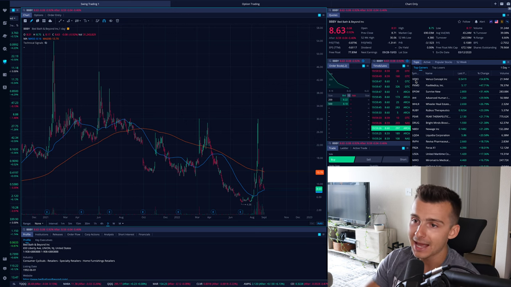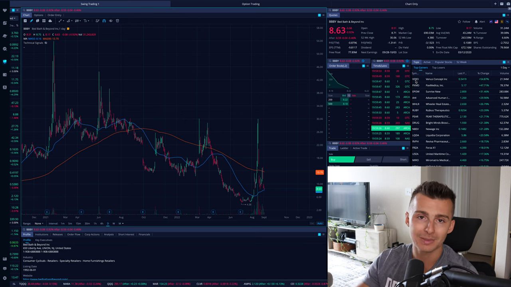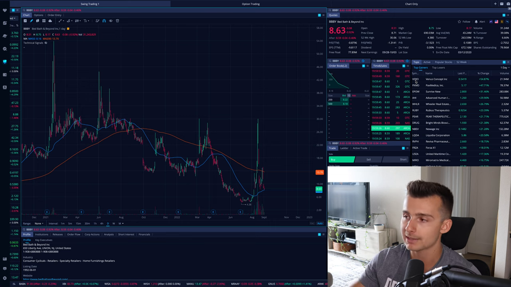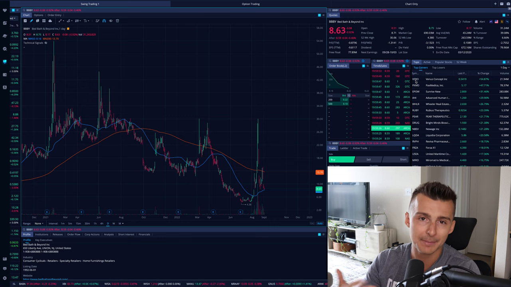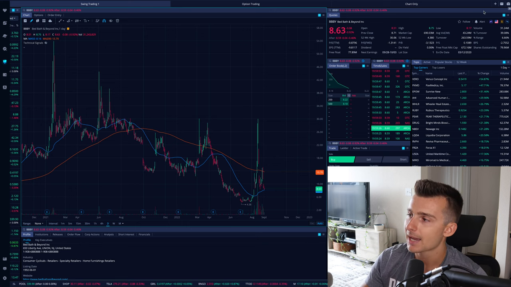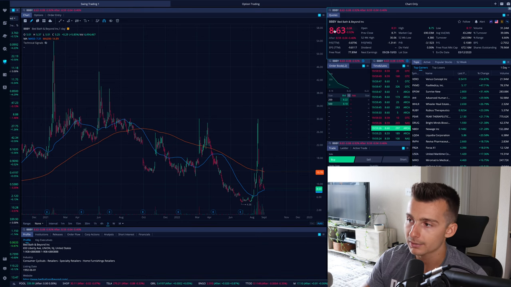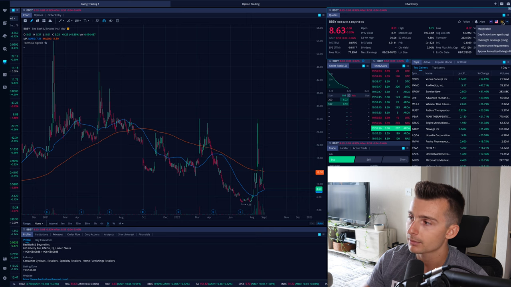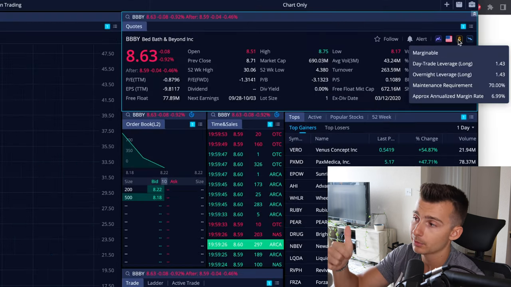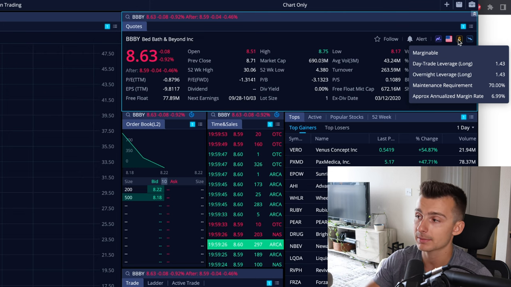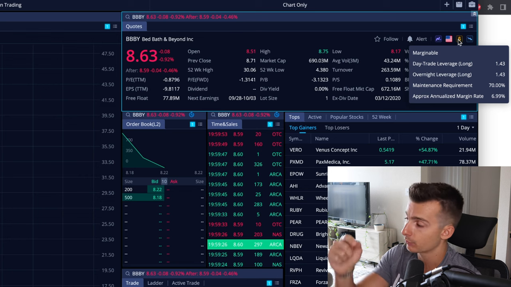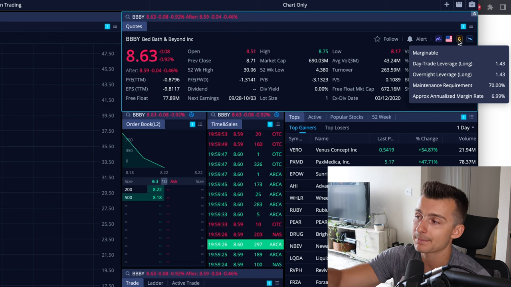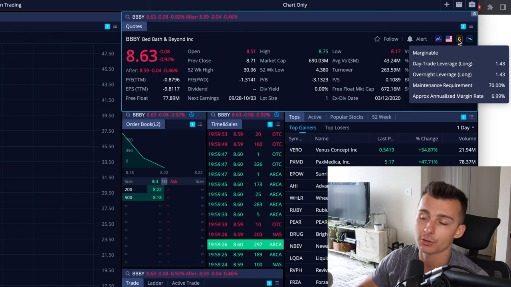So in the top right of Webull, now every platform will be slightly different, but top right is where you're going to find it on Webull. On the mobile app it'll be a little different, but they'll have a section underneath the stock as you pull it up. Top right on the desktop platform under the quotes widget, there'll be this little dollar sign in, I guess, yellow or orange. You'll see it says marginable, day trade leverage long, overnight leverage long, maintenance requirement, and then the approximate annualized margin rate at 6.99%. That is essentially your hard-to-borrow rate.